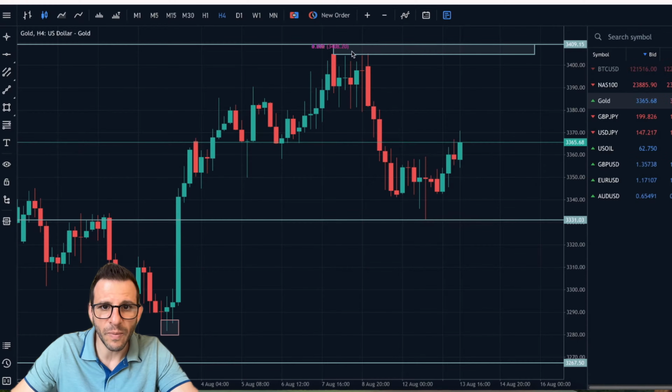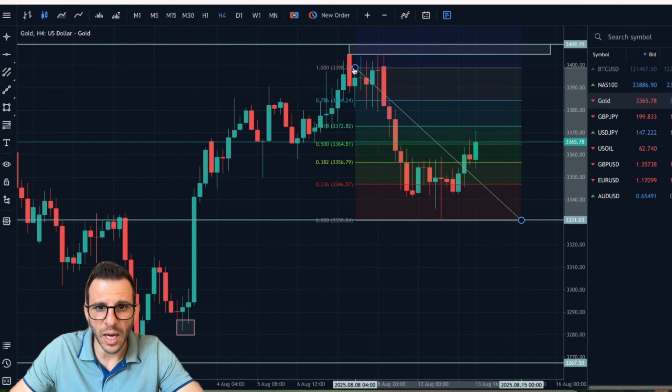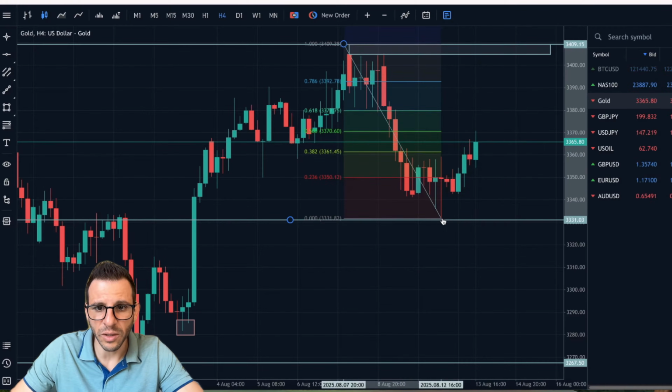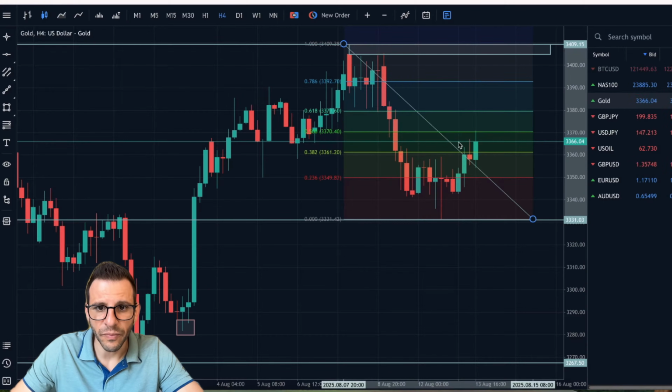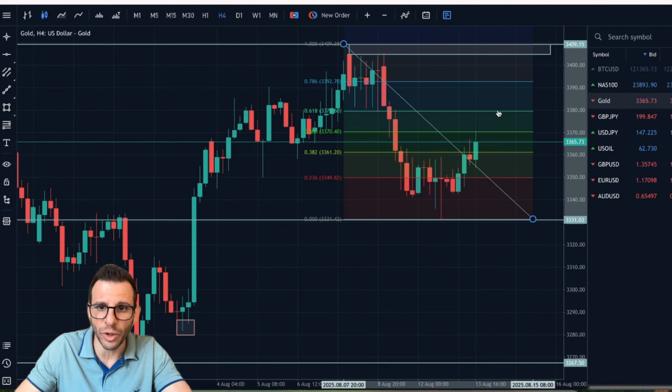Let me show you. From this high down to this low, the 50% is here, the 61.8% golden Fibonacci ratio is right up there. And this coexists with all these lows. So we might see some reversal opportunities at this moment.